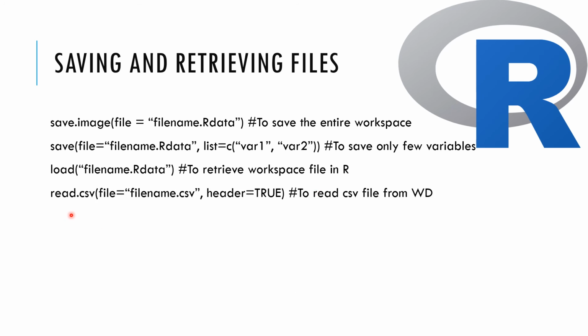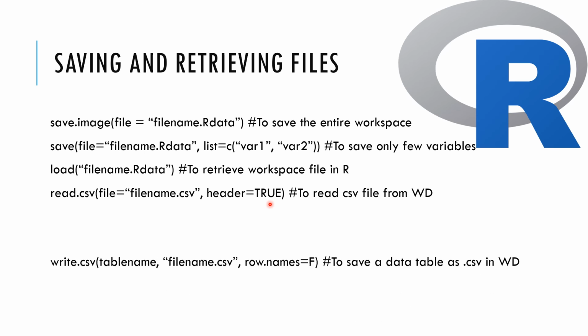Now if you want to read a CSV file, we have already used this in the past, you use this read.csv function and the name of the file. If you put header true, you read the header as well along with the data values, so you need to mention true here. In case you don't want the header, you want to give your own header later on, you can put false here and it will only read the values.